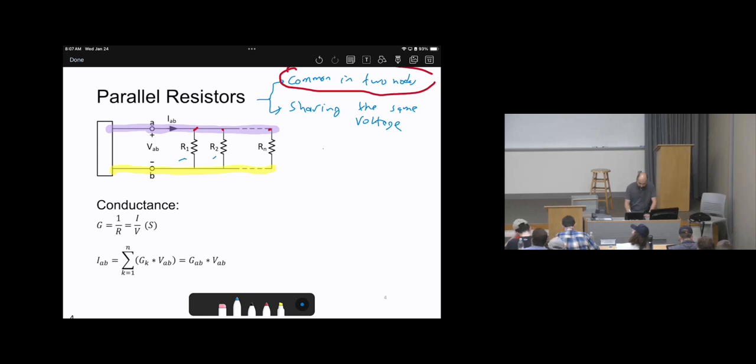So here, VAB actually equals V1, VR1 equals VR2 equals VRn, because they are in parallel. So we will say, in order to find R equivalent, 1 over RAB equals 1 over R1 plus 1 over R2, etc., plus 1 over Rn. So what will tell me that these are in parallel? Basically, you need to determine if they are sharing common in 2 nodes.